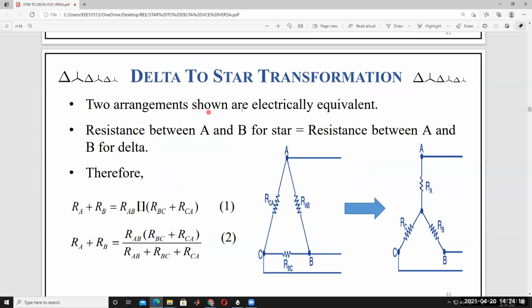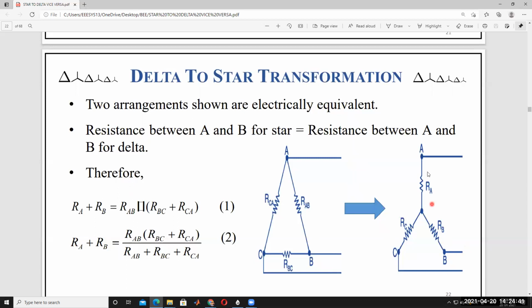The two arrangements shown are electrically equivalent, like this: delta to star. The resistance between A and B for the star, this is called the star network. And the resistance between A and B for the delta.